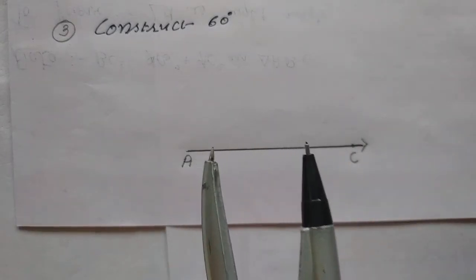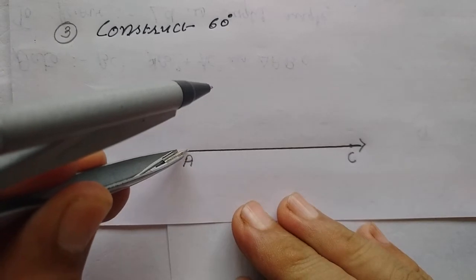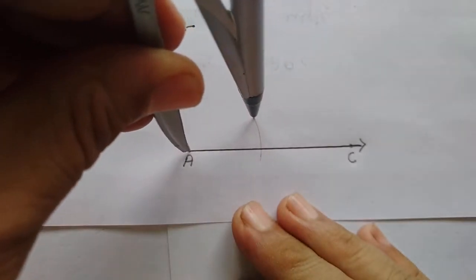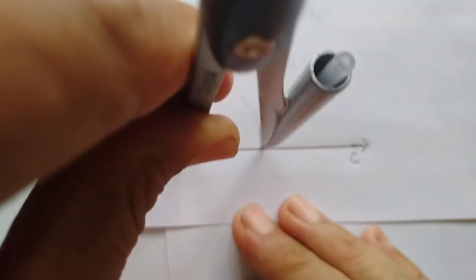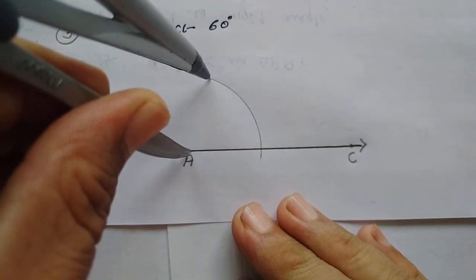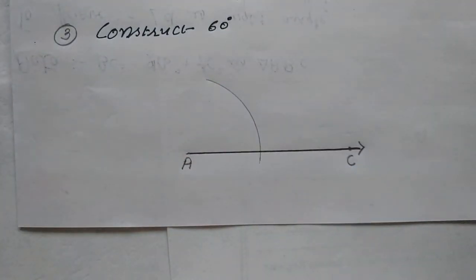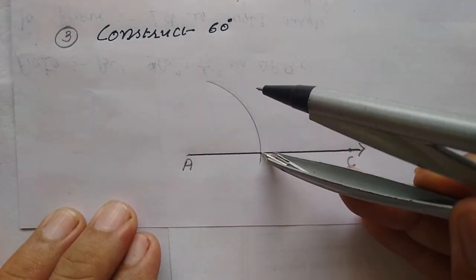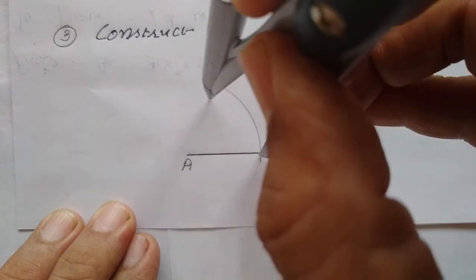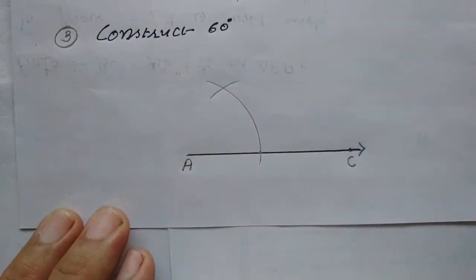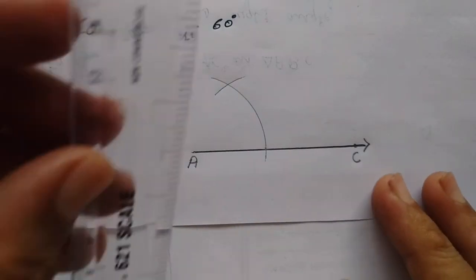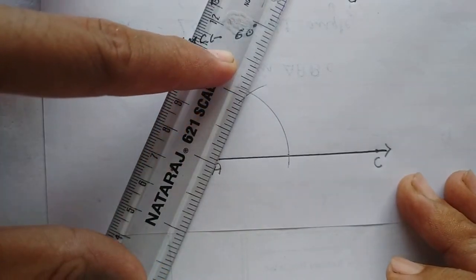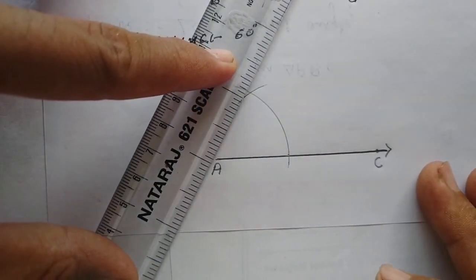Now children, take a pair of compass. Any radius you can take, an appropriate radius you take. From A, from here draw one arc. Now children, this arc must intersect ray AC. Now children, don't change this radius. Keep this pair of compass here and draw one arc. Okay children. Now children, measure. Now children, draw another ray that will give you ray AB.